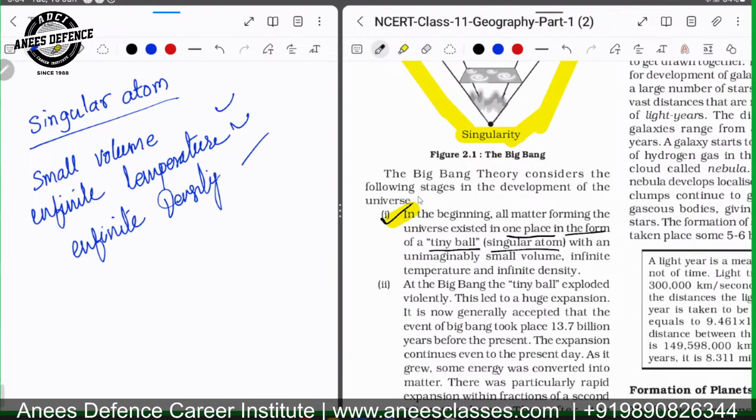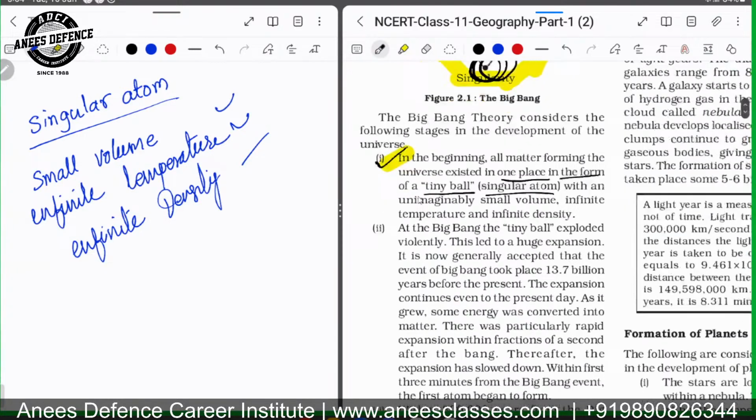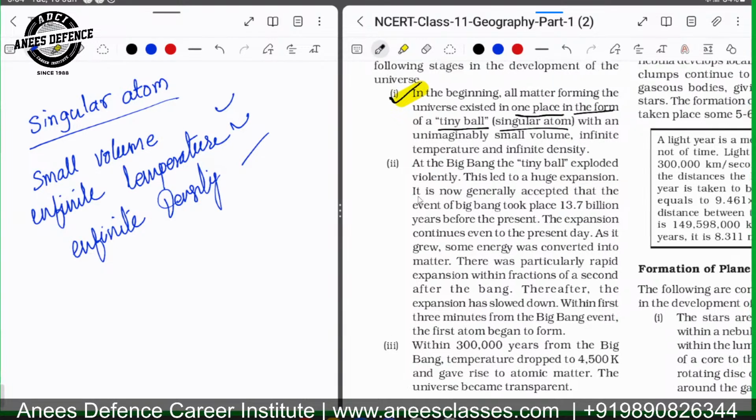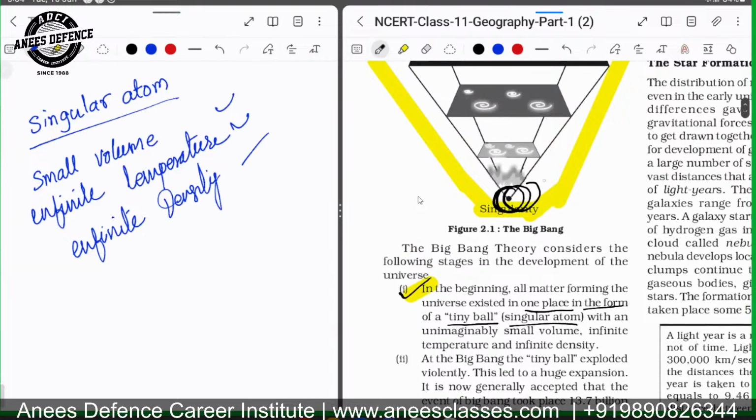So these three things are there. Are you getting it? In the singular atom like this, here you can look in the diagram. This is the singular atom I'm talking about. At the Big Bang, the tiny ball exploded violently. This led to the huge expansion. So expansion is shown. Look here, the expansion is shown.